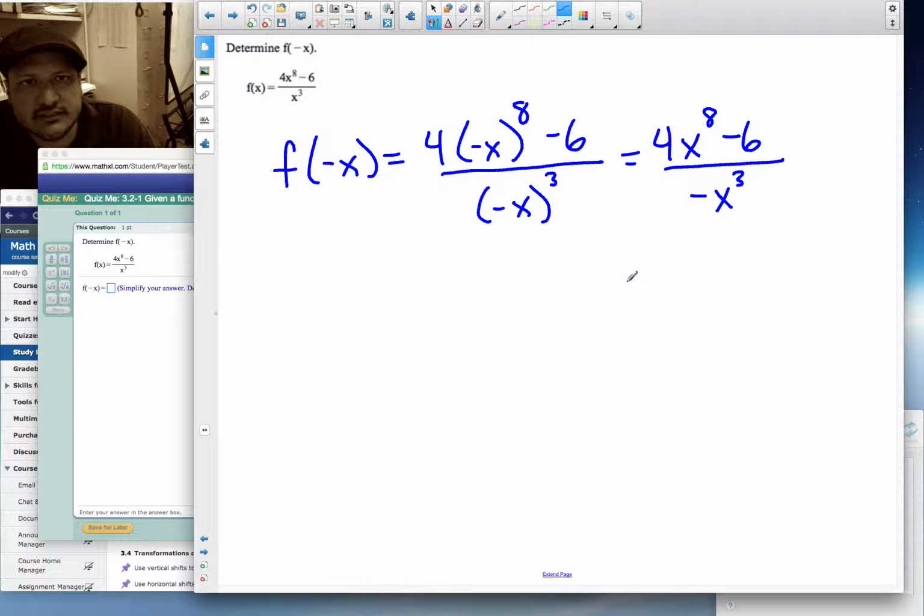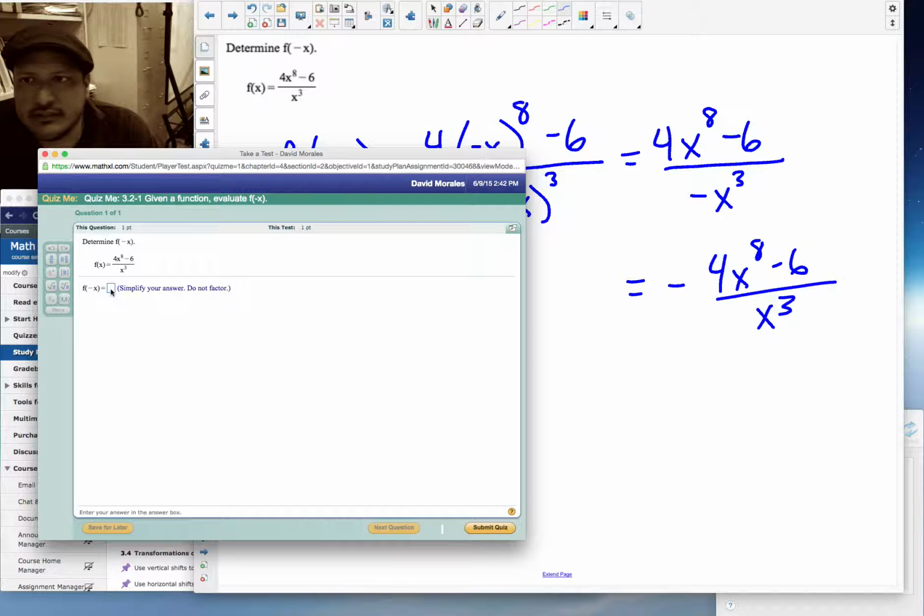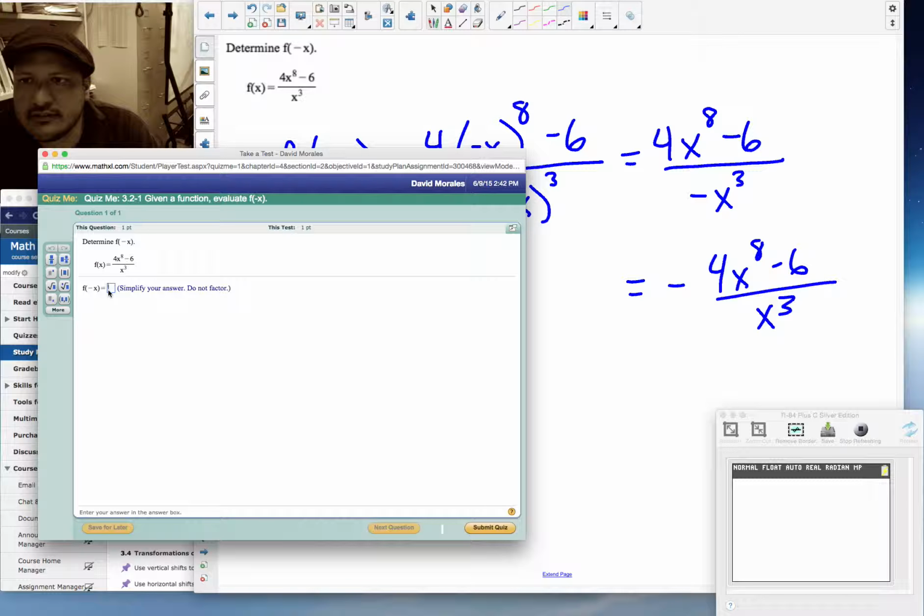And I might want this with a negative out in front. So this is, and do not factor, so negative 4x to the 8 minus 6. What that means is don't factor out a 2, which you can do on the top. And then x cubed.